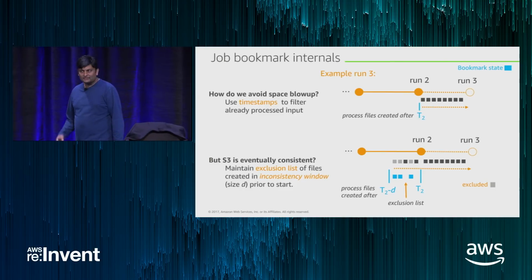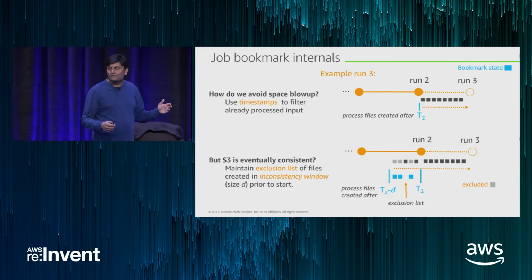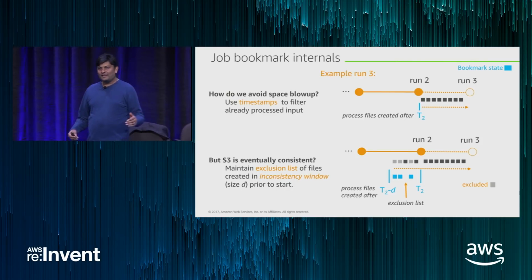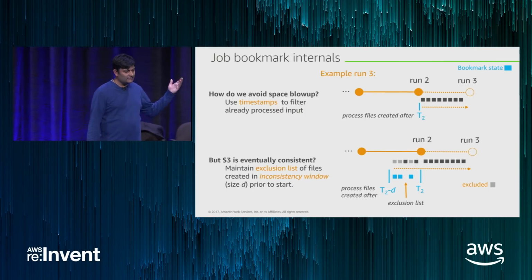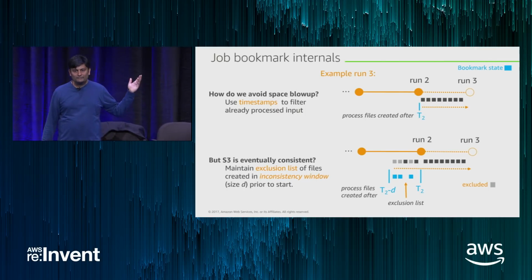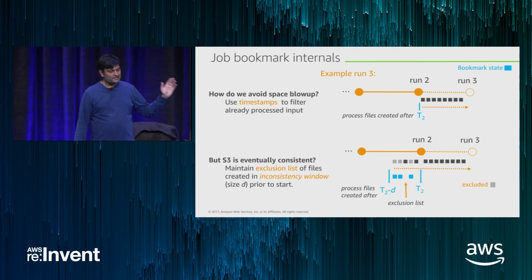How does this all work? Well, we could keep track of every file that we have run for every job and make sure that you don't look at those files again. But that's going to be very complicated, and it's going to require a lot of state. So we've got to avoid that space blow up. The simplest way to do that is to use timestamps to filter out previously processed input.